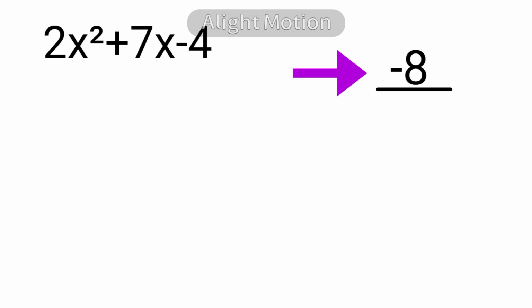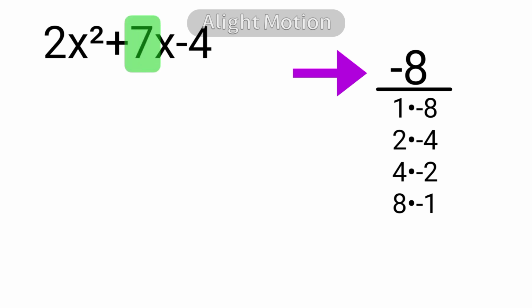Now we're factoring -8, so we're finding all the number pairs that multiply up to it. 1 times -8, 2 times -4, 4 times -2, and 8 times -1. Then we need to find the pair that'll add up to the middle term. 1 minus 8 equals -7. 2 minus 4 equals -2. 4 minus 2 equals 2. 8 minus 1 equals 7. So we'll use that one.